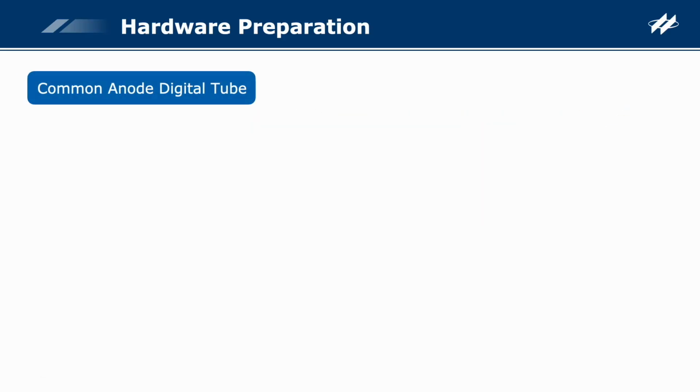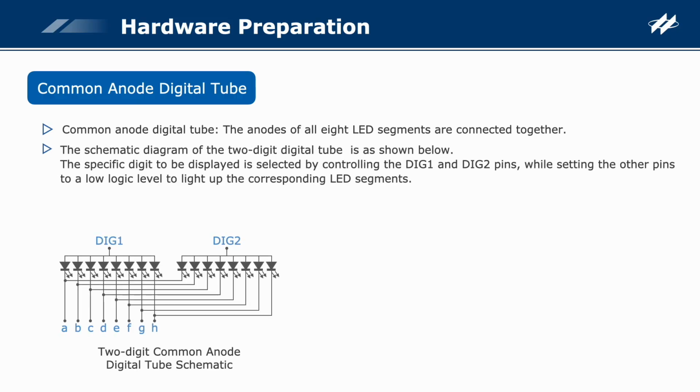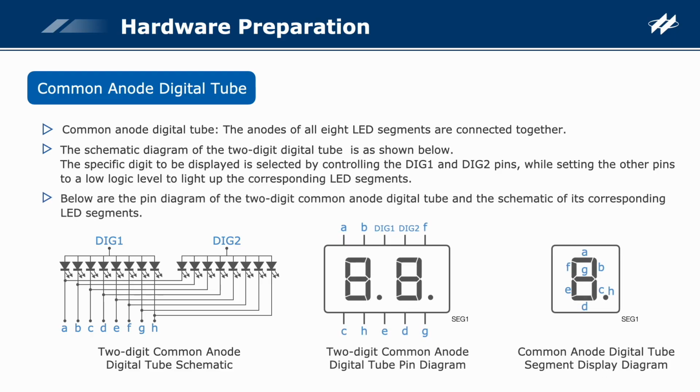The experiment uses a common anode digital tube. An introduction to the common anode digital tube is provided below. A common anode digital tube refers to a type where the anodes of all 8 LED segments are connected together. The schematic diagram of the 2-digit digital tube is as shown below. The specific digit to be displayed is selected by controlling the DIG1 and DIG2 pins, while setting the other pins to a low logic level to light up the corresponding LED segments. Below are the pin diagram of the 2-digit common anode digital tube and the schematic of the corresponding LED segments.